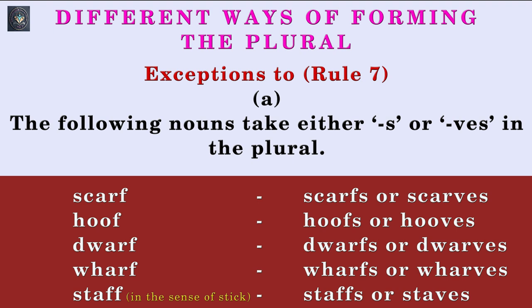There are a few exceptions for rule number 7. First, the following nouns take either s or ves in the plural. For example, scarf, scarfs or scarves. Hoof, hoofs or hooves. Dwarf, dwarfs or dwarves. Wharf, wharfs or wharves. Staff, when it takes the meaning of the stick, staffs or staves.